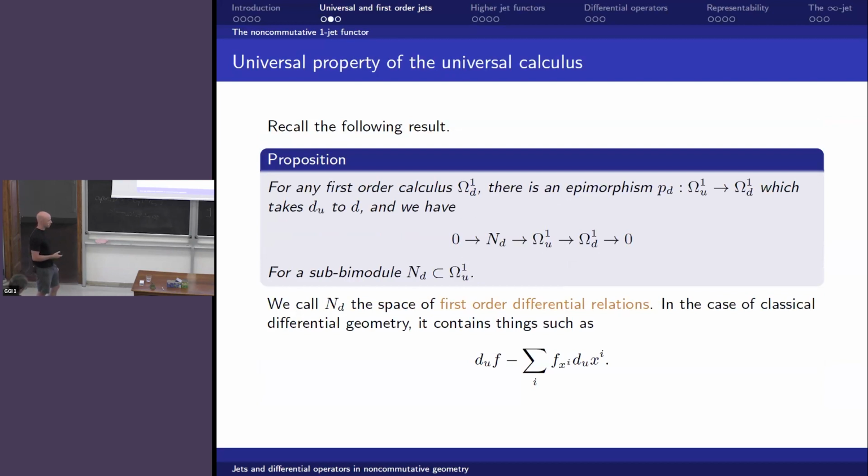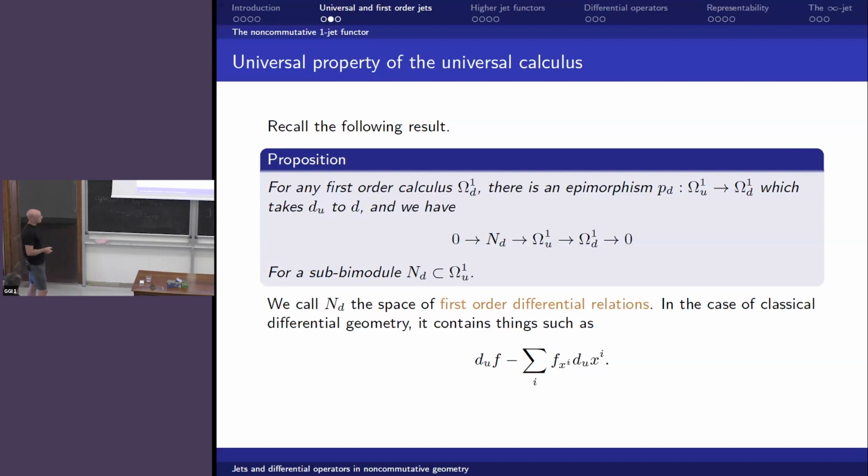Then you can do this for some non-universal calculus. Any differential calculus can always be viewed as some quotient of the universal calculus, right? And what we care about is this kernel here. Why we call it this may become clearer later, but we would call this the functor of first order differential relations, or it will become a functor. For now, it's just a module, bimodule rather.